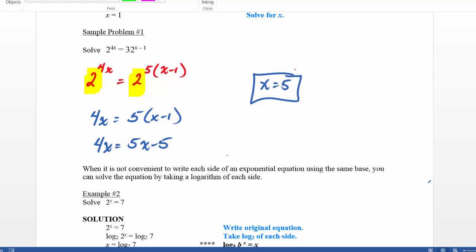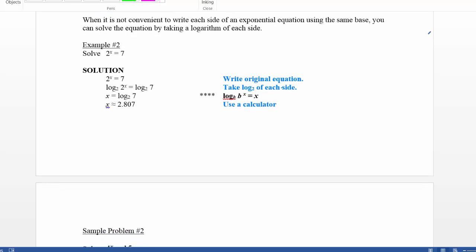Okay, and you can see here we have x equals 5 using the one-to-one property. Alright, let's move on to the second example here. In this second example, we now have an exponent equaling just a number. So we don't have 2 exponential parts here. So this is where we're going to use the skill of rewriting an exponential as a log.